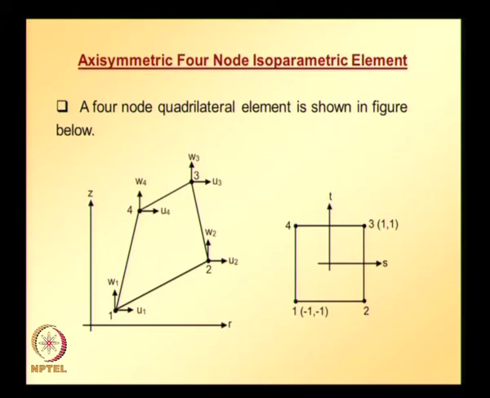And each of these quadrilateral elements is actually a ring with the quadrilateral representing its cross section, because we are dealing with a problem which is obtained by revolution about the z axis.